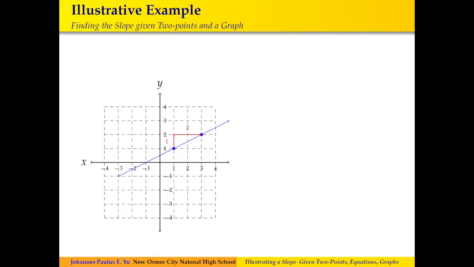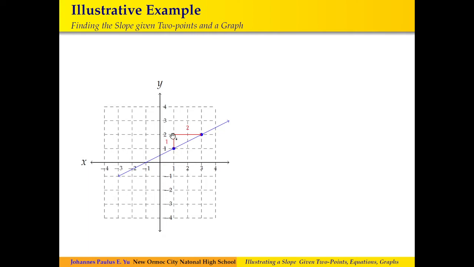We are now in this illustrative example of finding the slope given two points on a graph. For this example, we're going to compare the two ways of finding the slope. On the screen, we have a graph, or Cartesian plane, with a straight line with two points. Based upon this label, we have the change in y, or the change in the vertical distance, which is 1. So from this point up to this point, the change in vertical distance is 1.